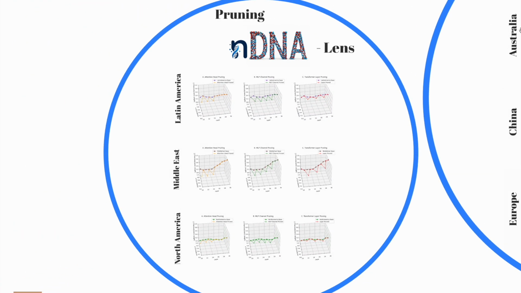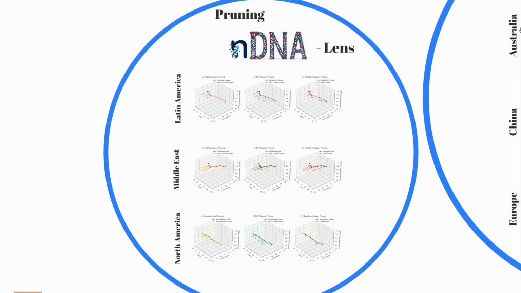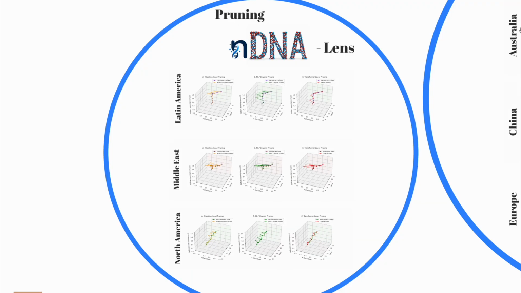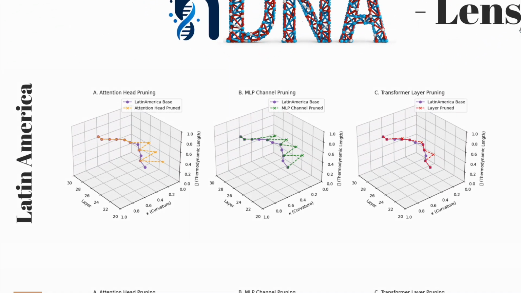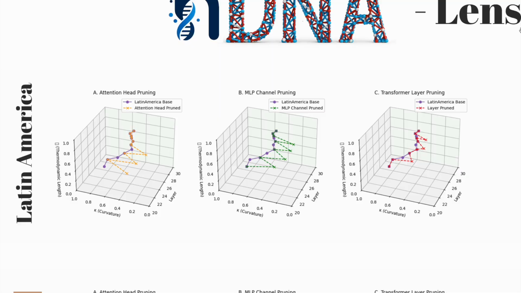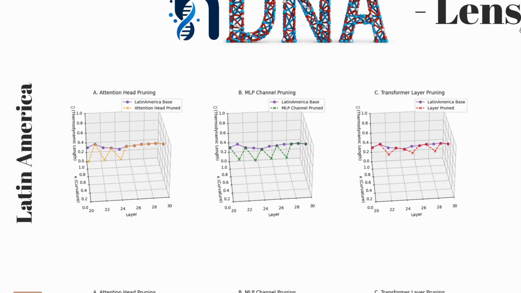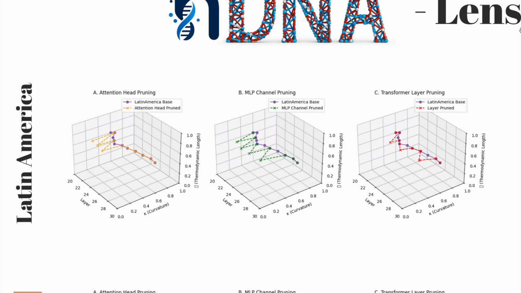Now, let's examine how pruning scars nDNA manifolds across the Latin America, Middle East, and North America variants. Latin America, pruning scars at a glance. Attention head pruning in orange. Removing whole attention heads severs routing edges.